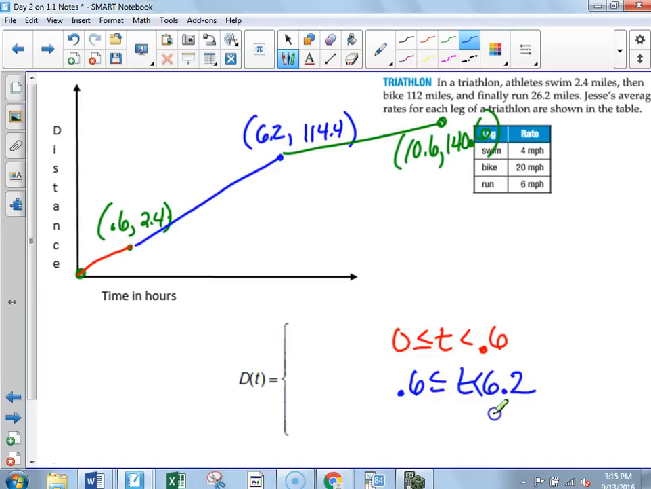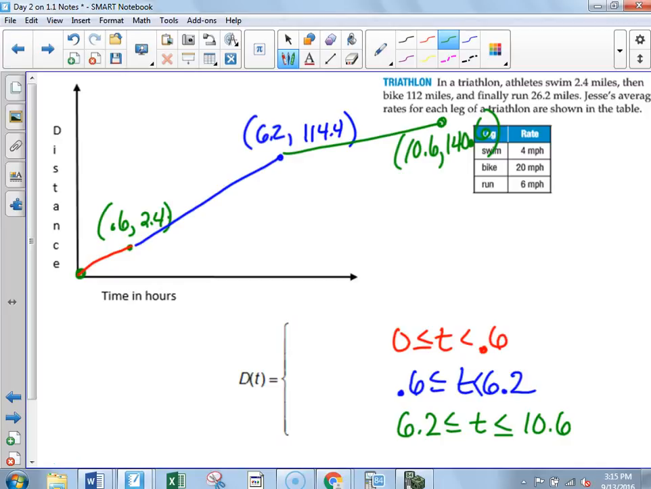All right, and the next one starts at 6.2. Different color. 6.2 is less than or equal to t is less than or equal to 10.6. Now, it wouldn't matter which one you included the 6.2 on because they're equivalent, and it wouldn't matter which one you included the 10.6 on. Normally they don't put the "or equal to" on both of them. They put it on one or the other.